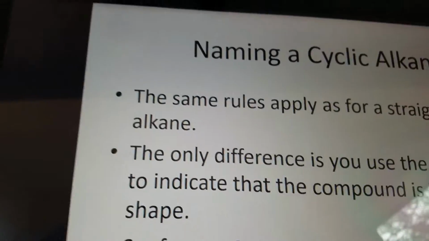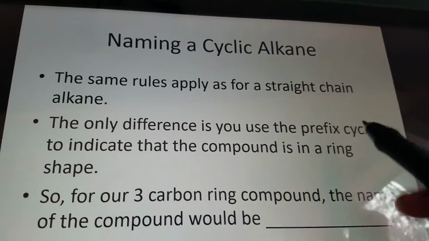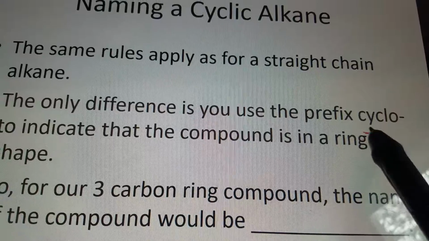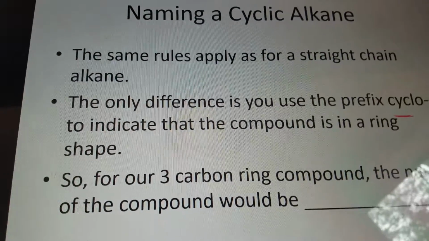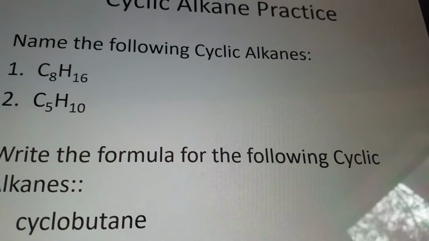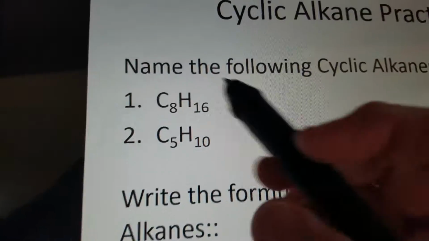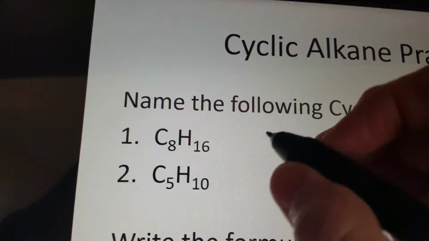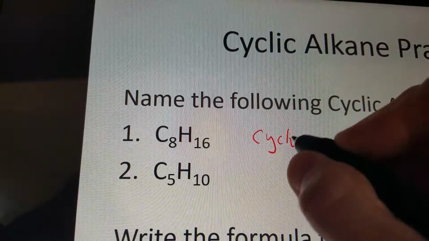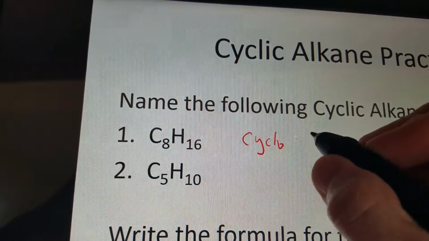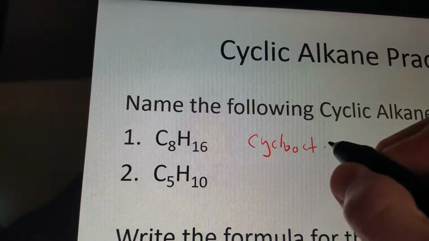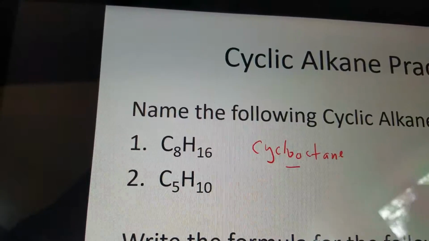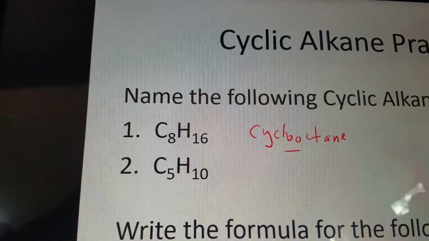So for some practice, here are some naming rules. The only difference, like I said, is you got to use cyclo for the ring where you don't use it for the straight chains. So let's look at some examples. You can see here that our hydrogen number is exactly double my carbon number. So I put cyclo at the beginning. My carbon 8 is going to be oct, and then we put ane. Now this time you do need the double O because you can't really say cycloctane. It doesn't sound right. It'd be cyclooctane.